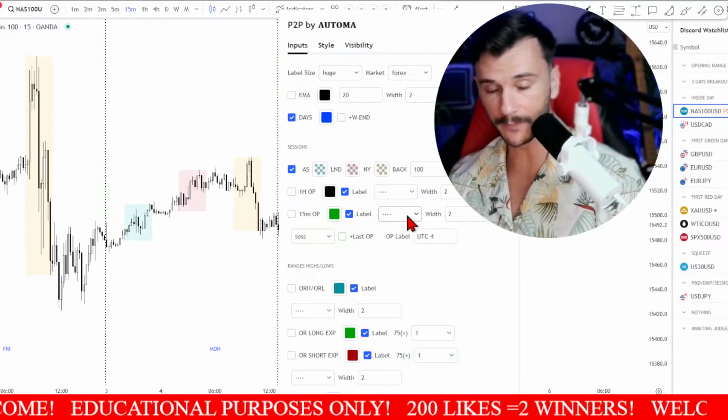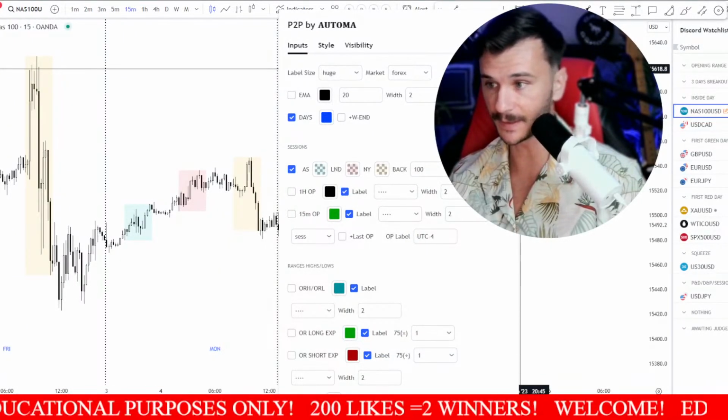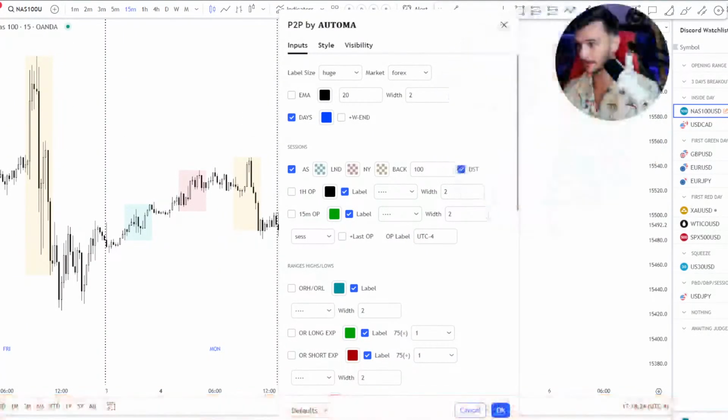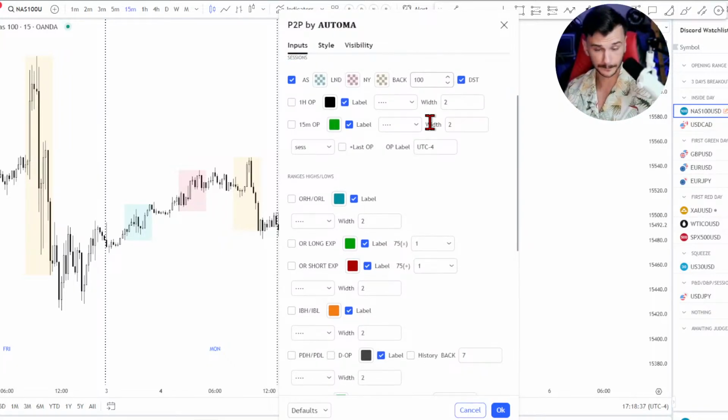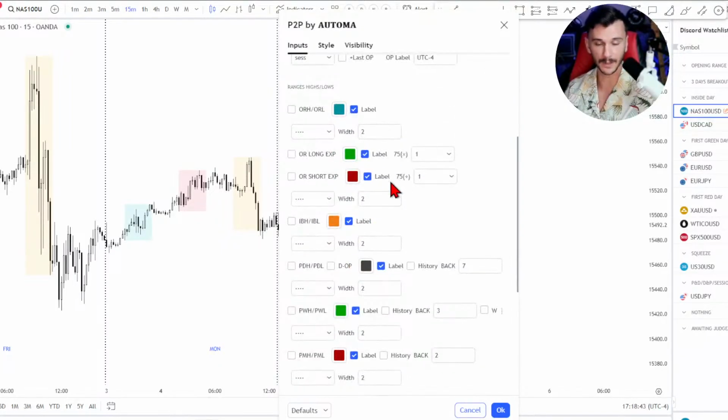I do this pretty much every single live stream, but it's for good reason, I promise. Oh, my face is in the way. There we go. This is all my settings for the pips of profit indicator. I've got my sessions up here. You set it back to however many days or sessions you like to go back. Your opening range and initial balance are up there. It'll do it for you, whatever colors you'd like.